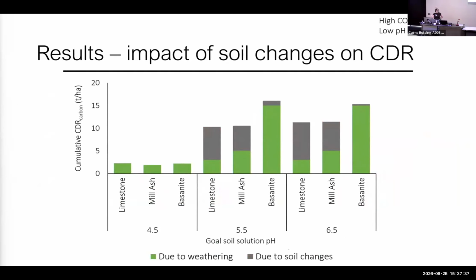If you looked closely at those previous results, you might have noticed that our CDR rates were actually higher than what could be explained just based on weathering alone. If we know the mineralogy of the materials, we can predict how much max CDR there is, and we're seeing more in these models. And so there is some CDR that we can expect due to other changes in the soil that adding the weathering material invokes. So the soil becomes more able to hold carbon.